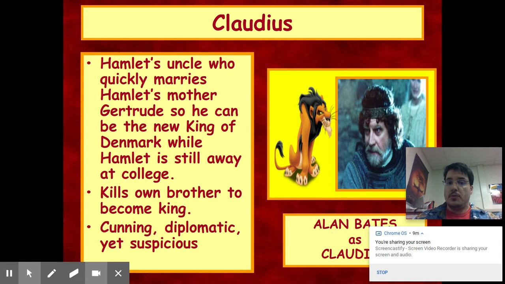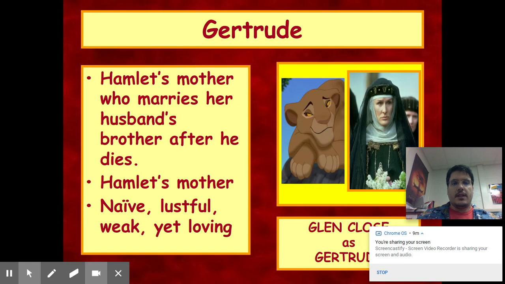Now, he is ruthless. He's a killer of his own brother. But he's no idiot. He may be the bad guy, but he's no idiot. He's smart. He's very good with politics. In fact, like him or hate him, he actually is a pretty powerful, pretty potent, pretty good king. Now, good as in efficient, not good as in morally good. Okay, Gertrude. This is Hamlet's mother.